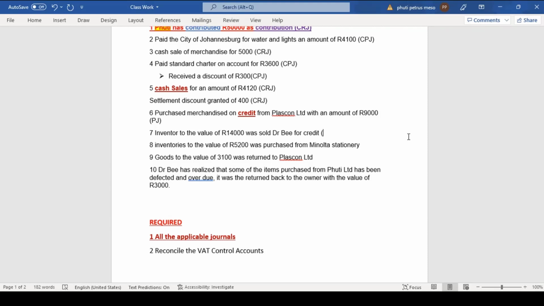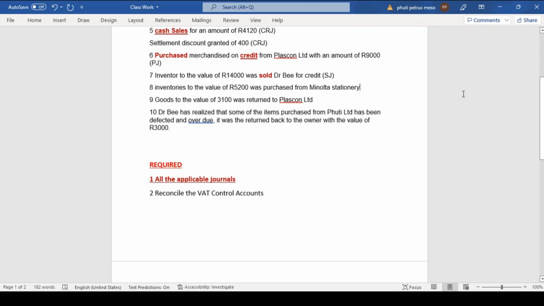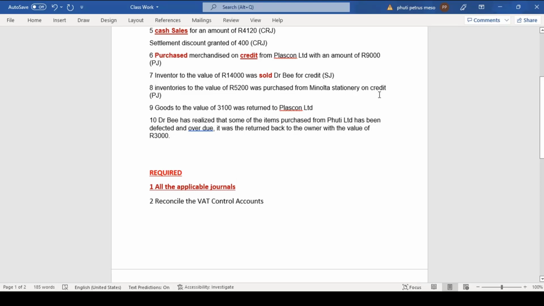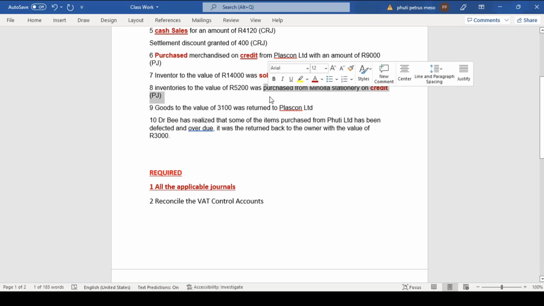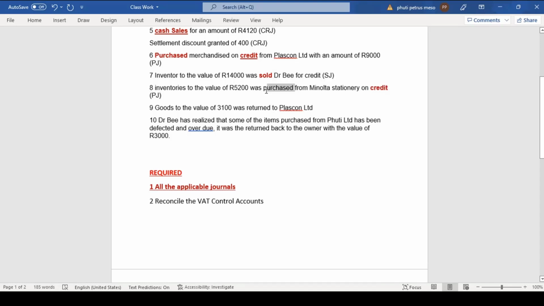Right. So let's have a look at transaction number 8. Inventory to the value of 5,200 rand was purchased from Minota Stationery. Okay. Let me just say, I don't know what got into my mind here. So the purchase is general. Okay. Because it was purchased on credit. So there's a purchase, and there's also a credit as well as the purchase. Okay, there we go.